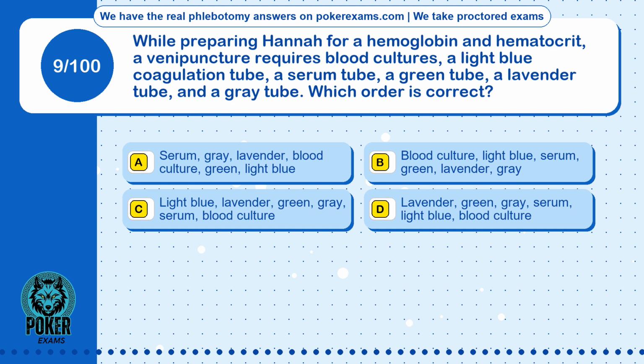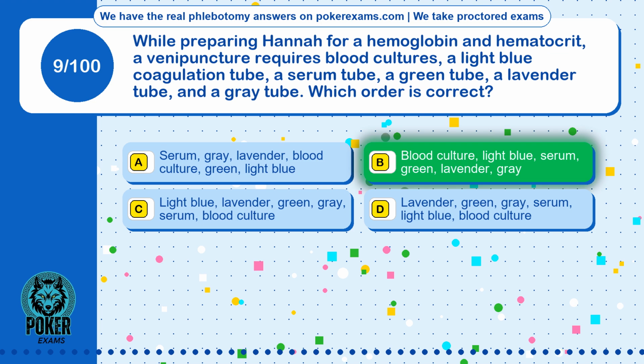Option A. Serum, gray, lavender, blood culture, green, light blue. Option B. Blood culture, light blue, serum, green, lavender, gray. Option C. Light blue, lavender, green, gray, serum, blood culture. Option D. Lavender, green, gray, serum, light blue, blood culture.